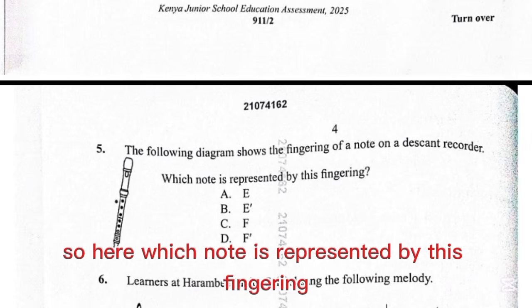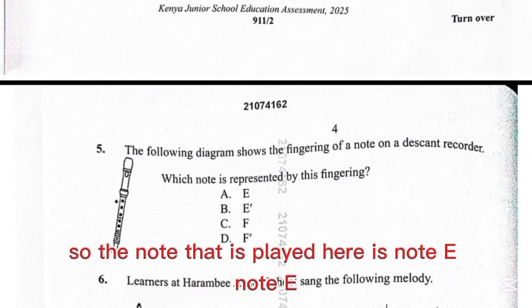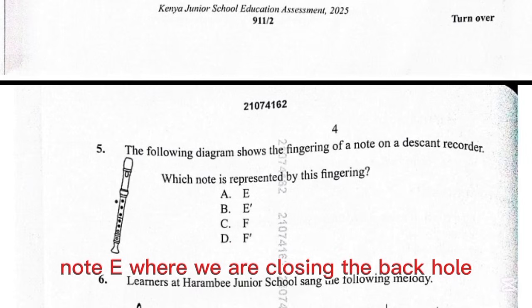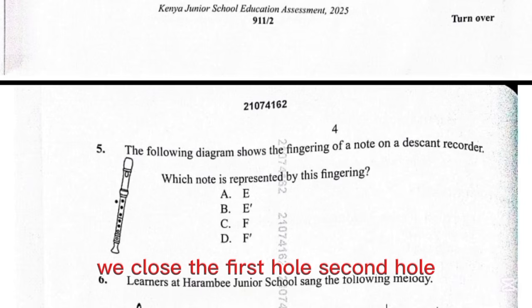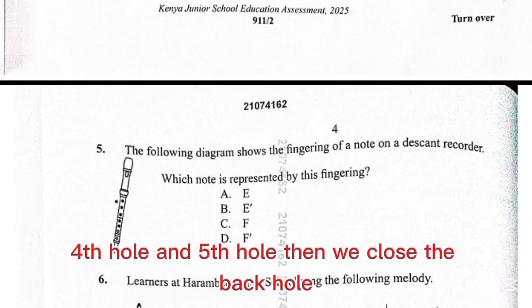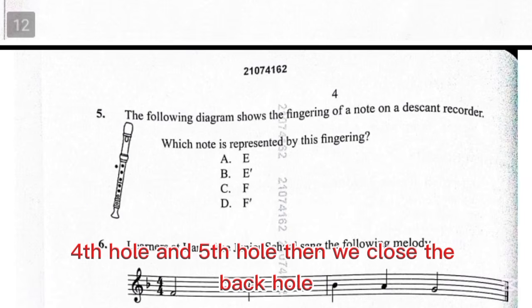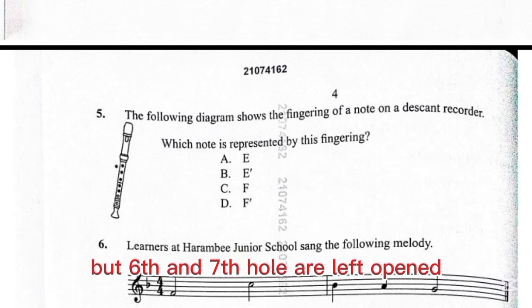So here, which note is represented by this fingering? So the note that is played here is note E, where we are closing the back hole and we close the first to fifth hole. We close the first hole, second hole, third hole, fourth hole, and fifth hole. Then we close the back hole, but sixth and seventh hole are left opened.